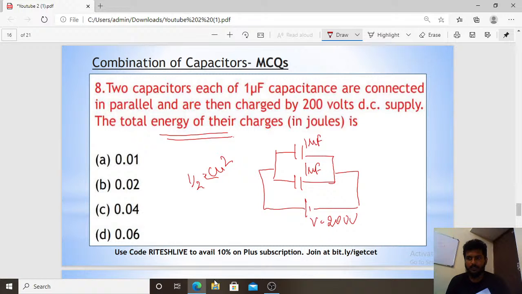So how much do you get? That is nothing but half into C, how much you need to calculate here, and the V value they have given. Okay, so the right answer is, great, Dhananjay, Yashasvi Rao, super. C is the right answer.